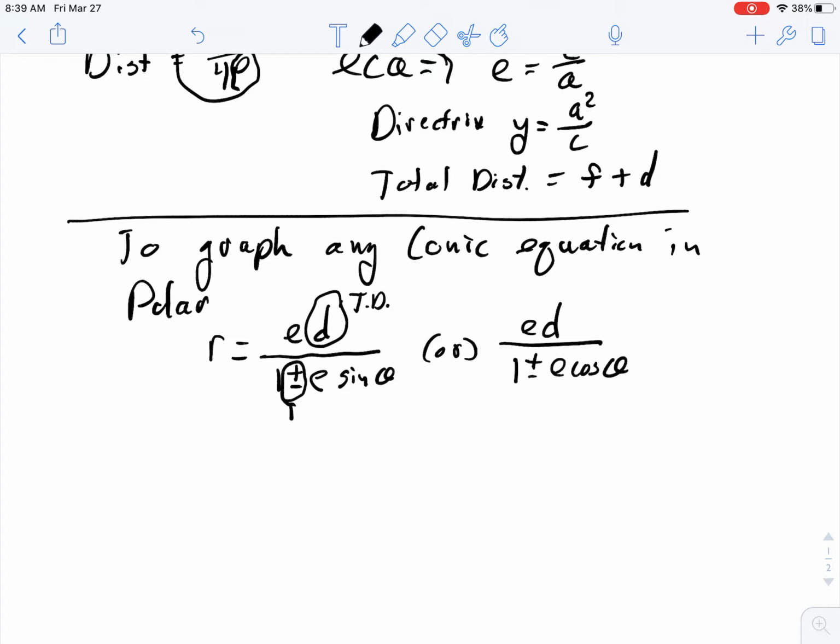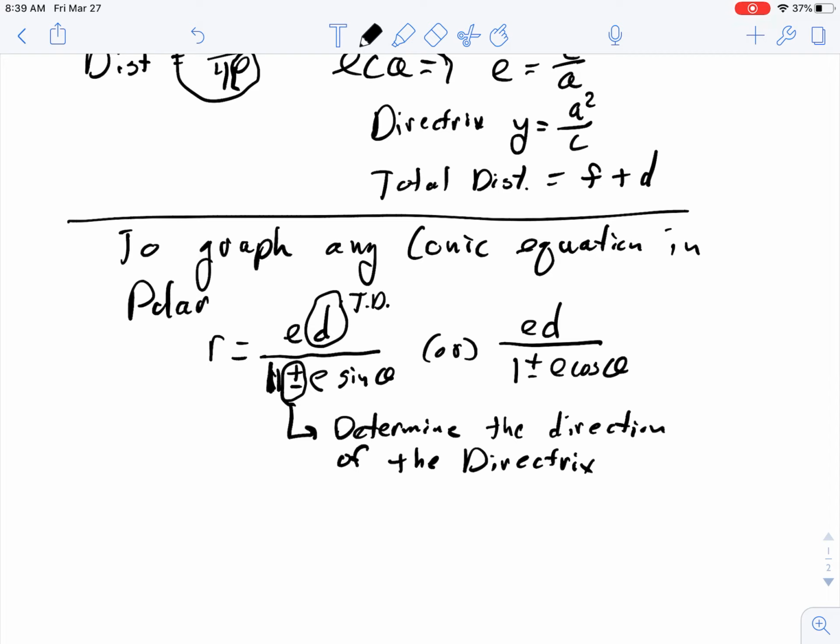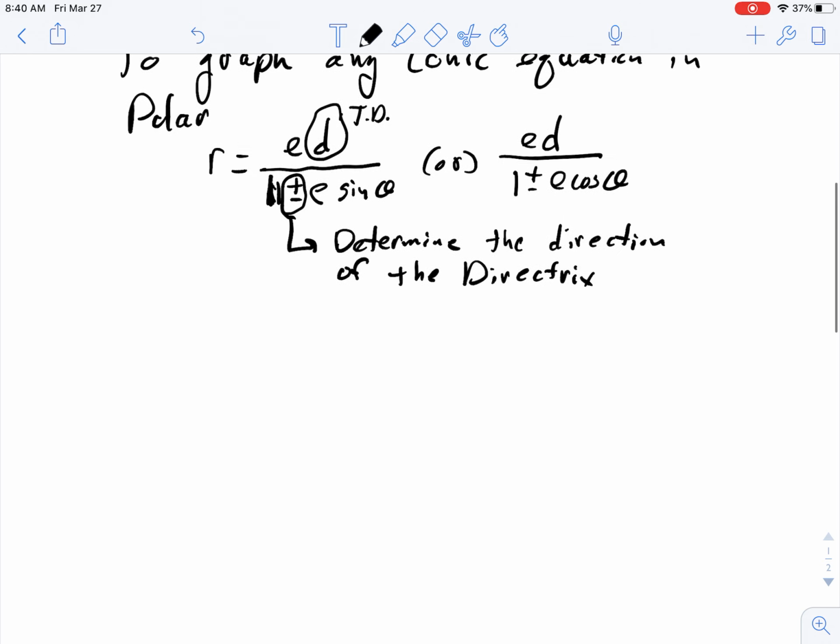Now, the plus or minus piece here, that determines the direction of the directrix. Okay, whether it's on the left side or right side, above or below. Okay, and we'll graph those out so you can kind of take a look at that. All right, so let's start off with an example here.